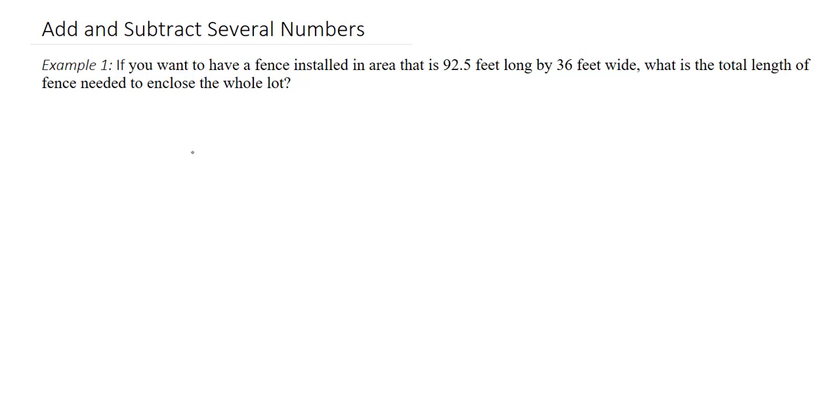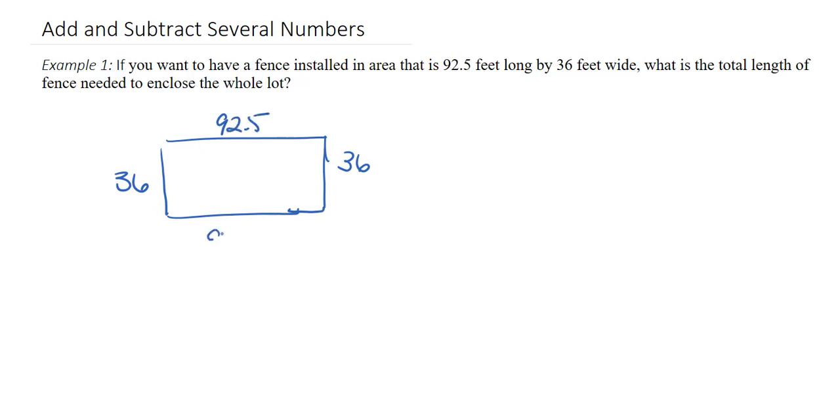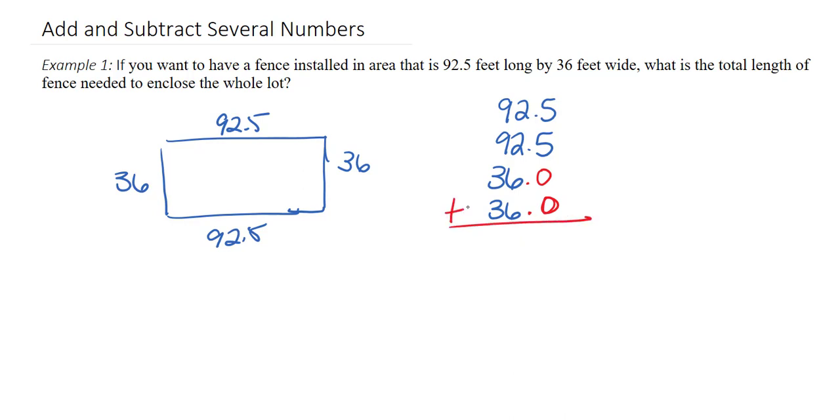So if we're looking at this, we have 36 here, 36 here, 92.5 here, and 92.5 here. So let's go ahead and add. We need to add 92.5, 92.5, 36, and 36. And then just from previous times, we add the zeros just so they're all the same. And then we can go ahead and start adding.